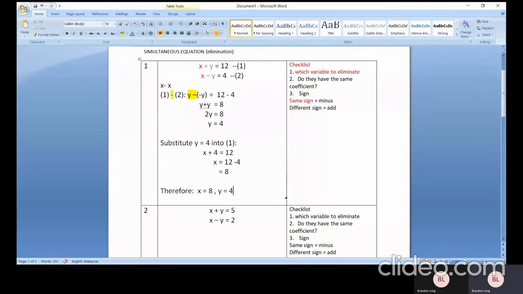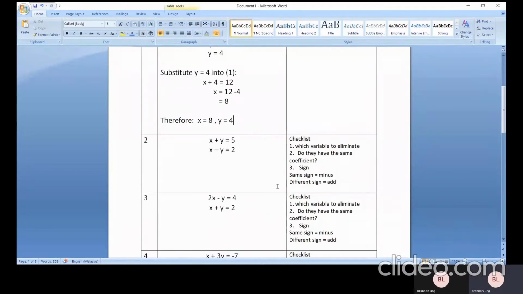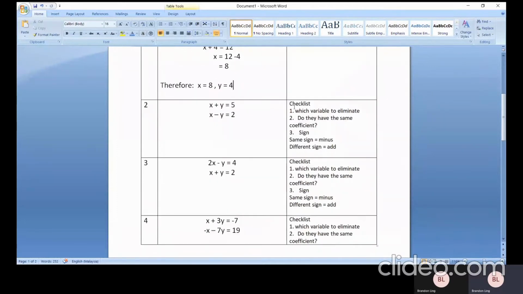Okay, now we move on to question number 2. So same thing, this is the checklist. Which variable to eliminate? So let's just say that this time around we are going to eliminate the variable y. So do they have the same coefficient? Yes, because they have the coefficient of 1 y and 1 y. Okay, so therefore both of them have the same coefficient.